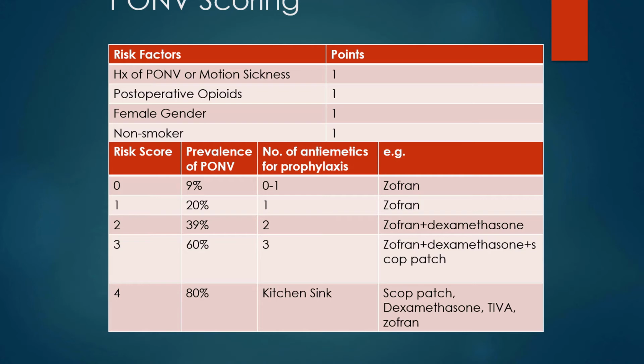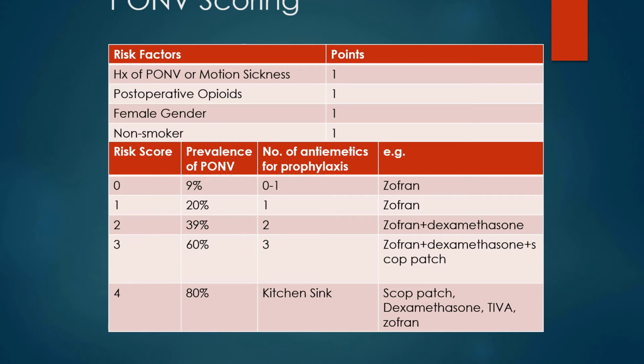Now, I have modified the Stanford PONV calculator for appropriate management of PONV for patients with specific risk factors. So if you have no risk factors, your risk of PONV is about 9%. So you should use one antiemetic, or some people say 0 to 1. If you have one risk factor, your risk of PONV is 20%. So use Zofran. If you have two risk factors, it's almost 40%. So you got to use two drugs from two different classes.